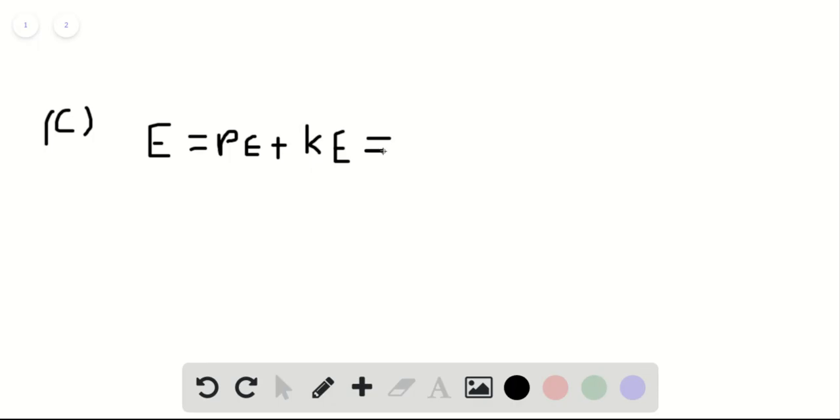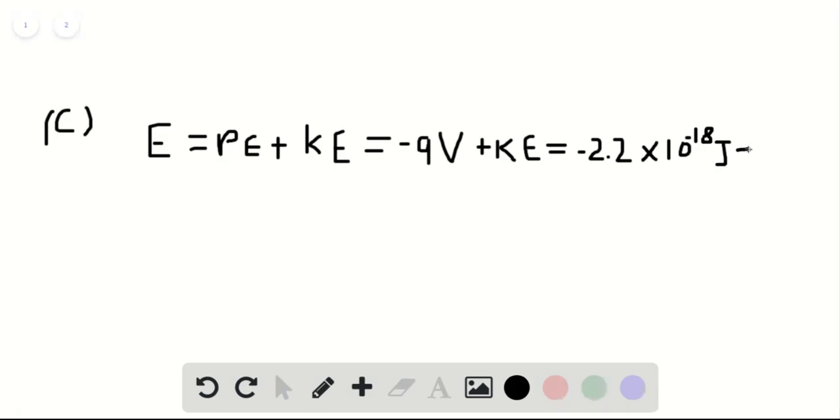Okay. Well, we just found the kinetic energy in the previous question, and the potential energy is going to be minus the charge Q times the potential V, then plus the kinetic energy. We found the potential V in part A, so plugging all those values into this expression, we find this is equal to negative 2.2 times 10 to the minus 18 joules. Well, this is just negative the answer that we got in part B, right? So this is just negative 14 electron volts. We can box that in as our solution to part C.